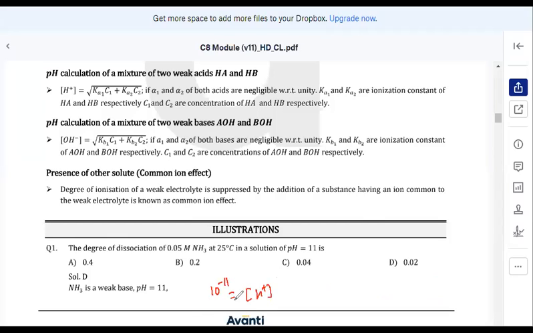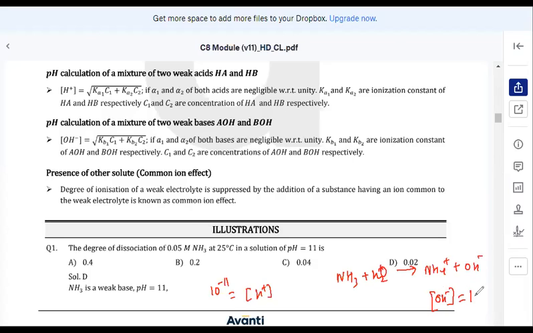Now, this NH3 will accept H plus from water to give NH4 plus and OH minus. Agree, everyone? This is the reaction. That's why it is a weak base. It accepts H plus. It is a Bronsted base. So if the concentration of H plus is 10 to the minus 11, what is the concentration of OH minus? Tell me.